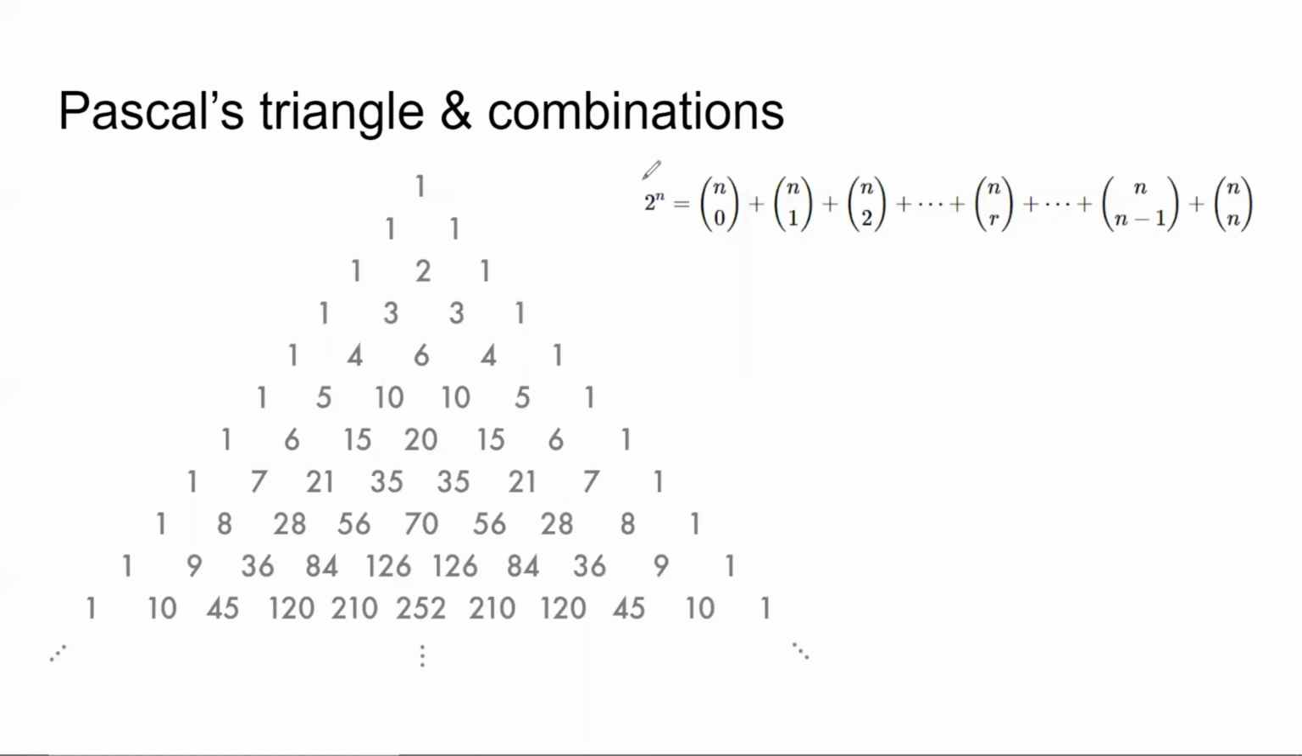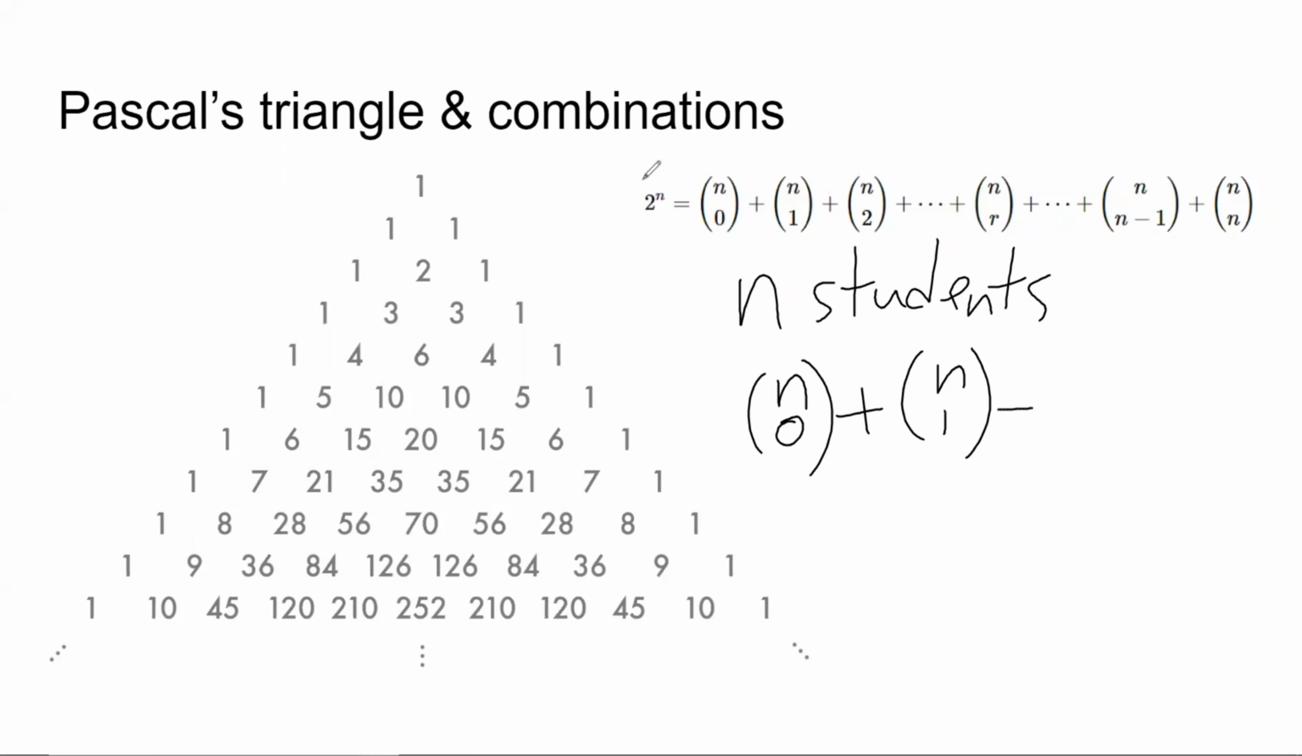Okay, so one example would be if we have a group of n students, and let's say we want to choose any number of them to go to the principal's office. Then we could either send 0 students, and the number of ways to do that is n choose 0. We can choose 1 student, and the number of ways is n choose 1. We could choose 2 students, or n choose 2, all the way to choosing all of the students to go to the principal's office, which is n choose n. That's a very naughty class.